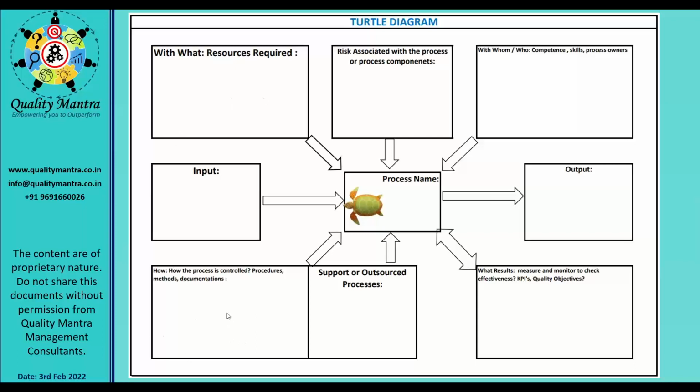Then you need certain controls to ensure that these processes will perform as you are planning. It should not perform today in one way, tomorrow in another way. No. So for that certain controls are required. So what kind of documentation control or what kind of any kind of control you have on these processes. Then is anything outsourced related to this one? Risk associated with this process, it is very important.